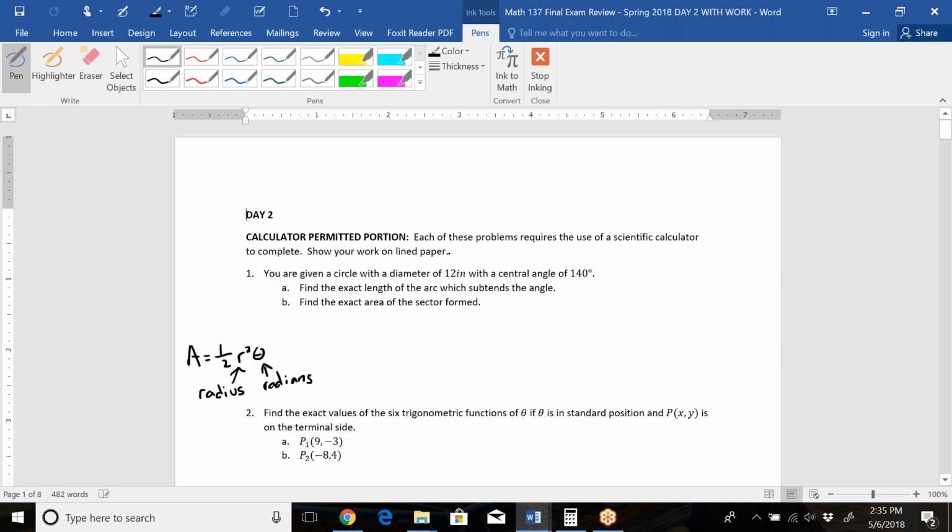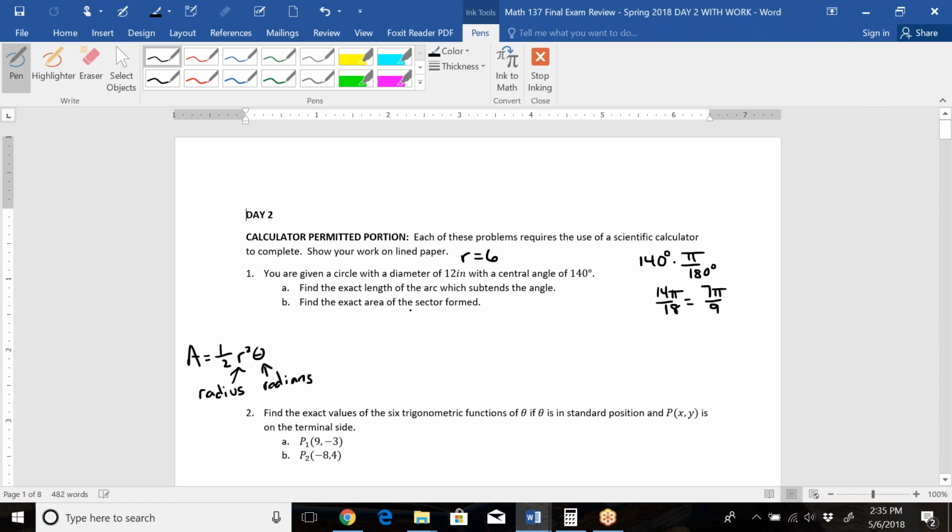So they gave us wrong information for this, essentially. I mean, it's information, but it's not the format we want. If the diameter is 12, that means the radius is 6, and we have to turn 140 degrees into radians. So multiply it by pi over 180. So that's going to be 14 pi over 18 because the zeros can cancel, and that would be 7 pi over 9.